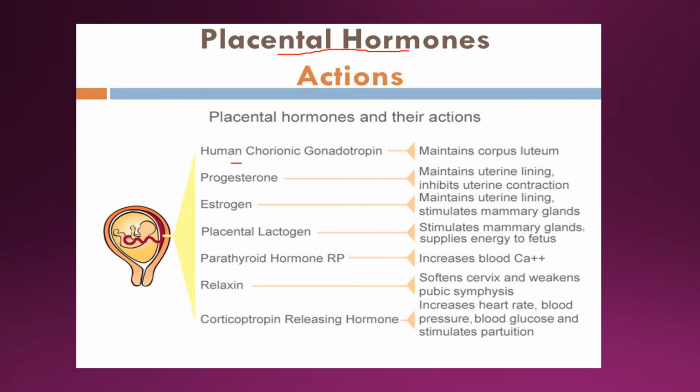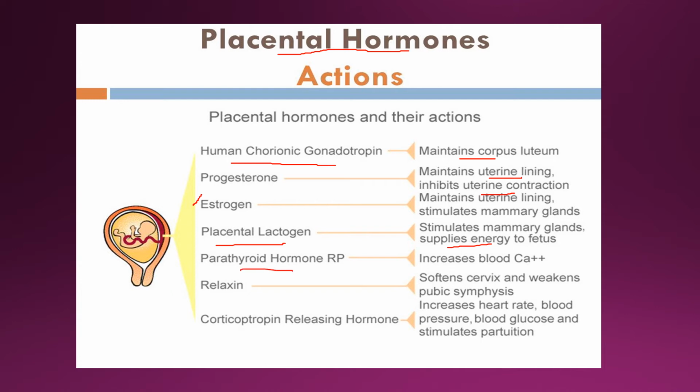It is human chorionic gonadotropin. This is the gonadotropin hormone which helps in maintaining the corpus luteum. And the progesterone helps in maintaining the uterine lining as well as it inhibits uterine contraction. So this progesterone is also called the pregnancy hormone. Estrogen is responsible for development of mammary glands as well as uterus. Placental lactogen has anti-insulin property which helps in providing continuous energy to the fetus.